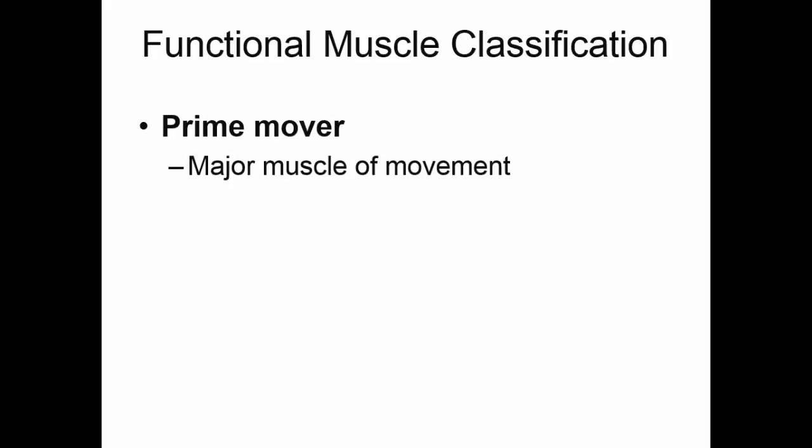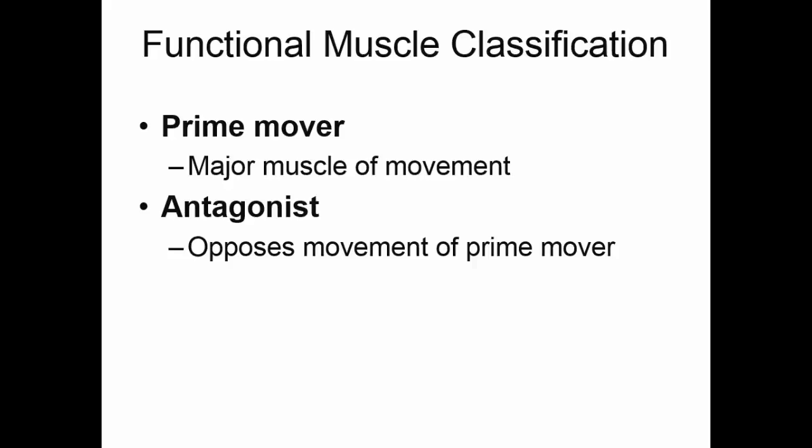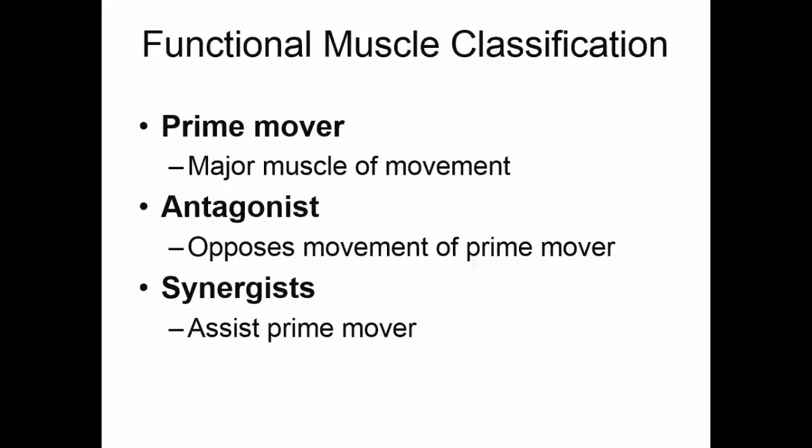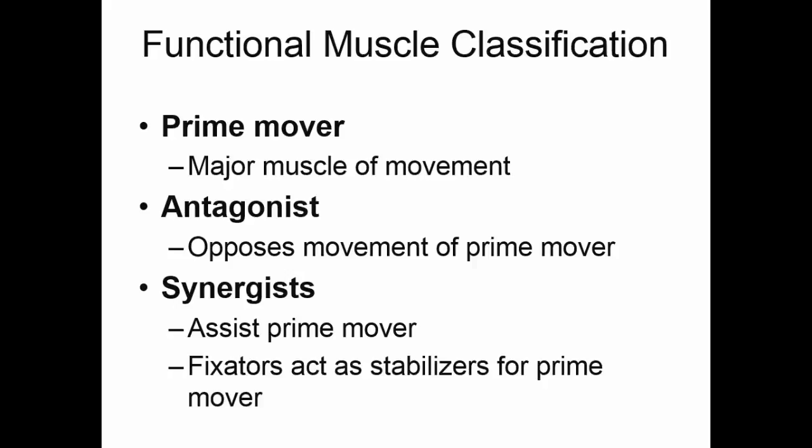As we begin to study skeletal muscle, there are a few concepts we need to cover. Skeletal muscles can be classified according to how they function. Prime movers are muscles that are primarily responsible for the movement. Antagonists are muscles that oppose the prime mover. Synergists are assistant muscles. They help assist the prime mover either in making the movement, or many of them act as fixators. They help stabilize the bones for the prime mover to be more effective.